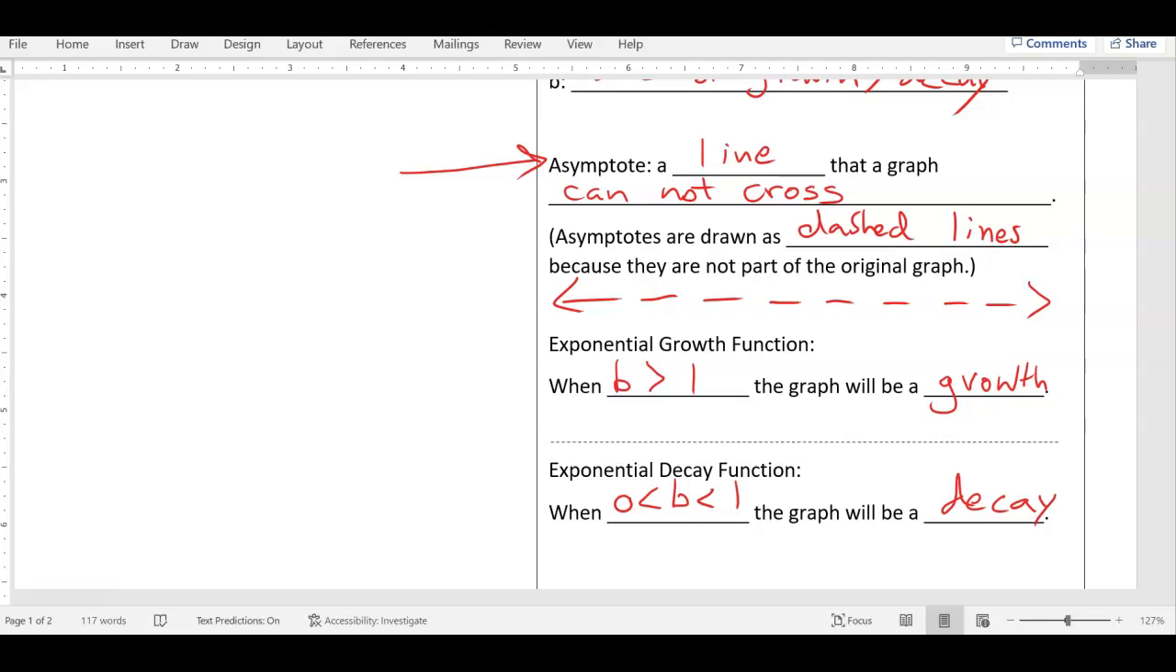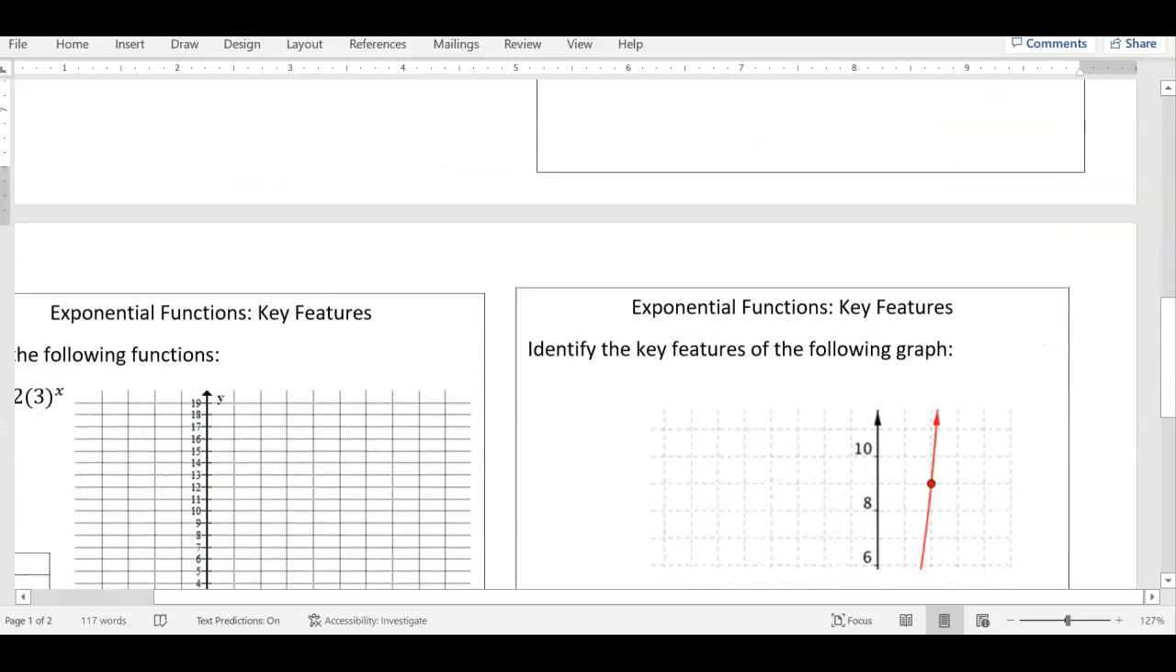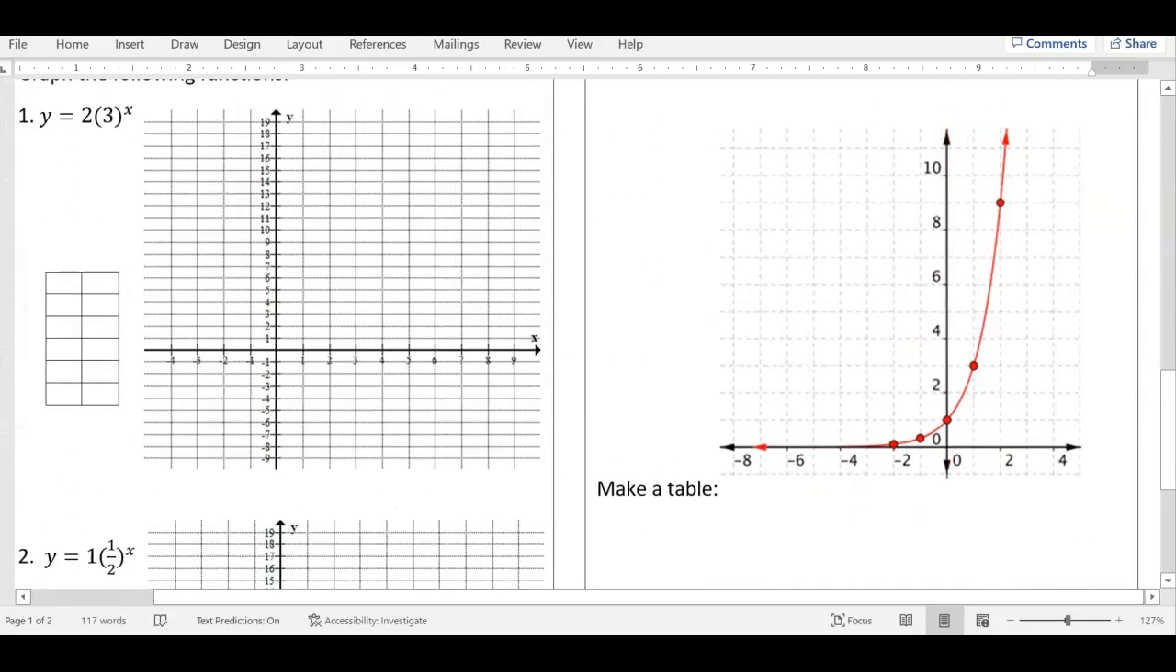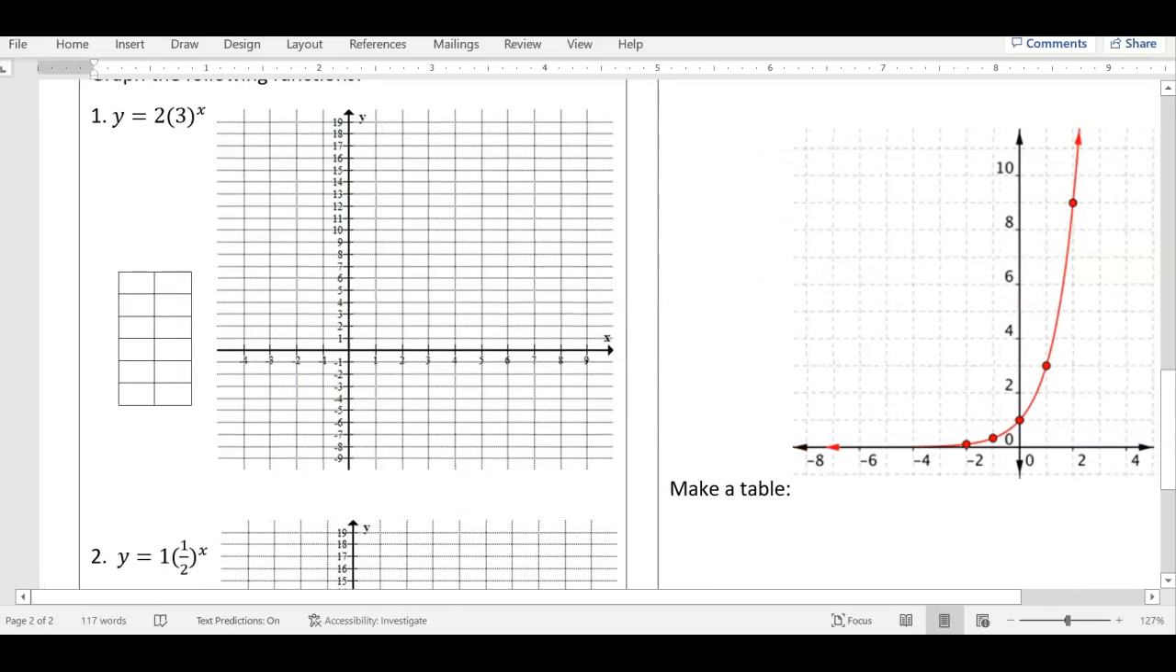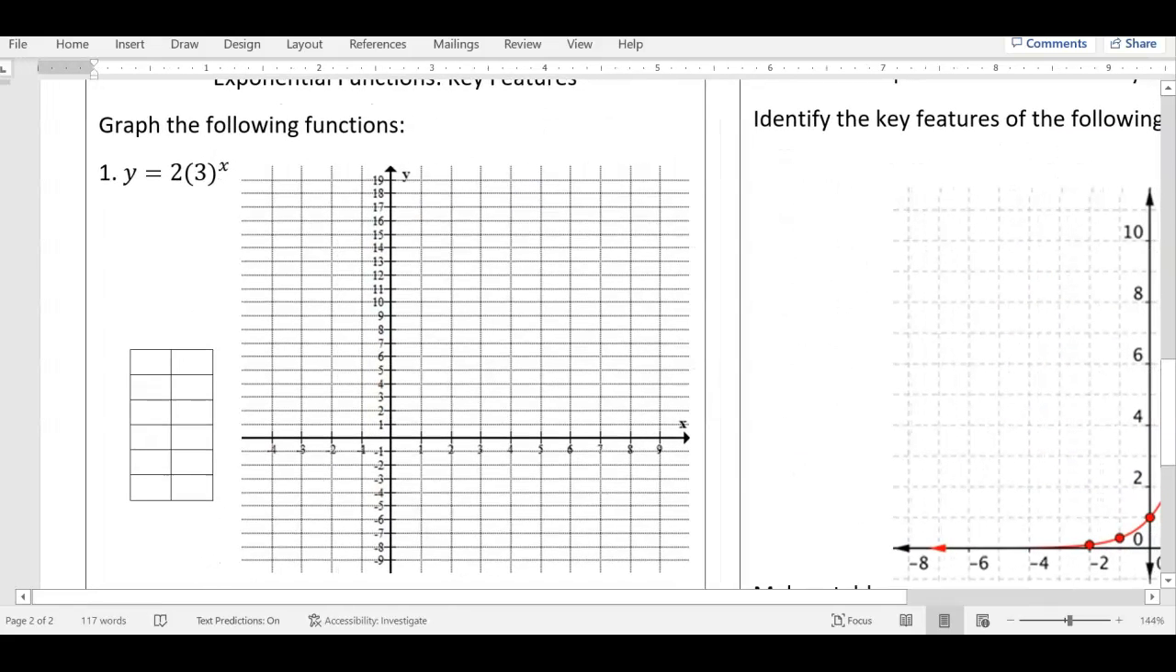Now, if you have that written down, I want you to flip it over. Okay, I want you to try these two. It's like the warm-up. You're going to put in the function, give me the table, and then graph the points. Real quick, when you do the table, I want you to use -2, -1, 0, 1, 2.